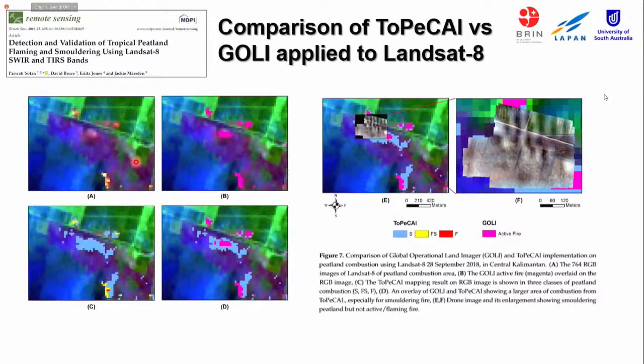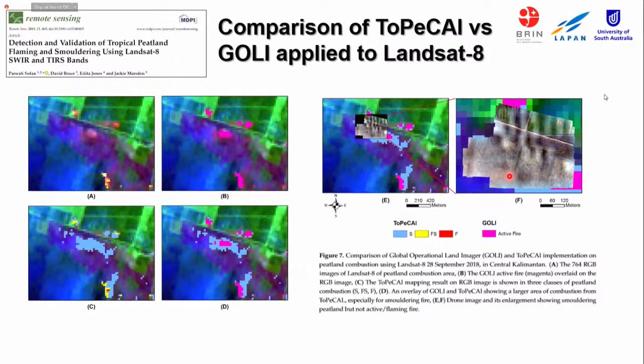So here is the result. This is the RGB of Landsat, and GOLI is the name of the other algorithm that we compared with. This is the detection of the GOLI result, and this is our algorithm, the tropical algorithm here, which covers more fires. This is the difference. The magenta one is from the GOLI, and the blue cyan color is from our algorithm. And we have ground data from the drone images here. In this cyan area, the cyan color actually is the smoldering. We can see some smoke there and the ash above the surface here. Okay.